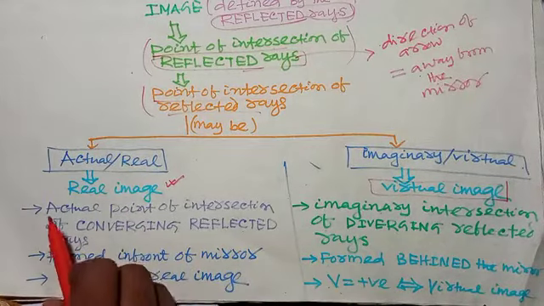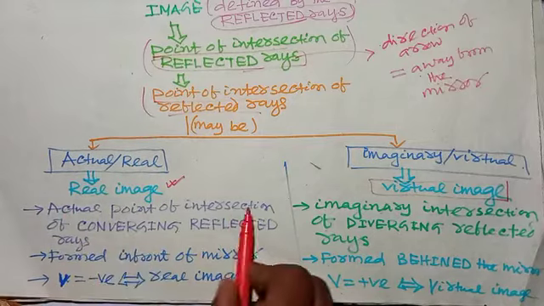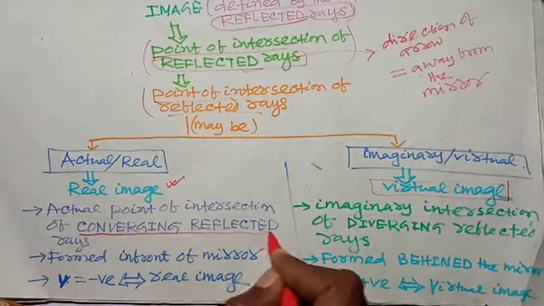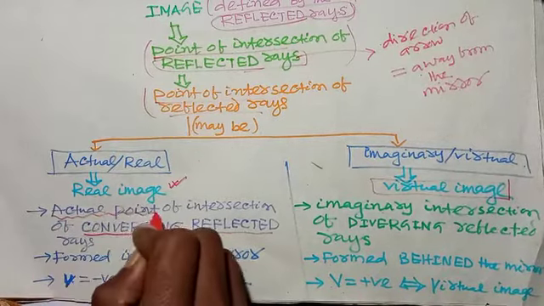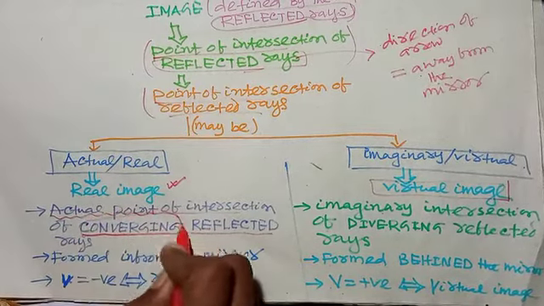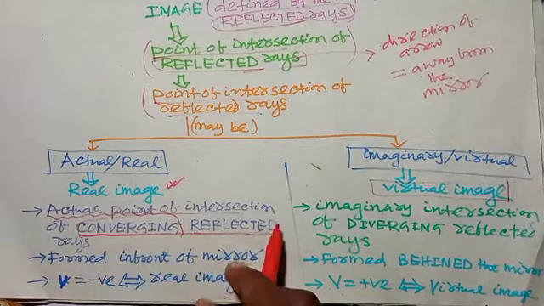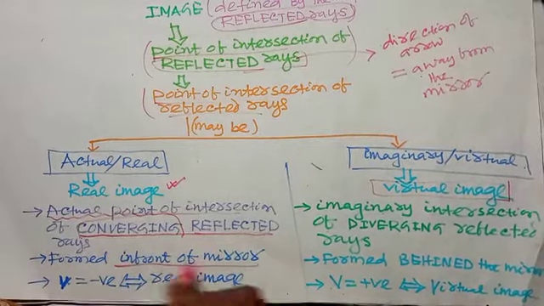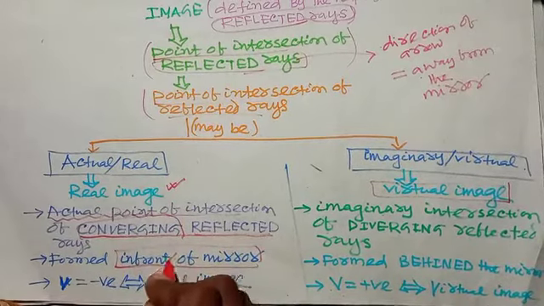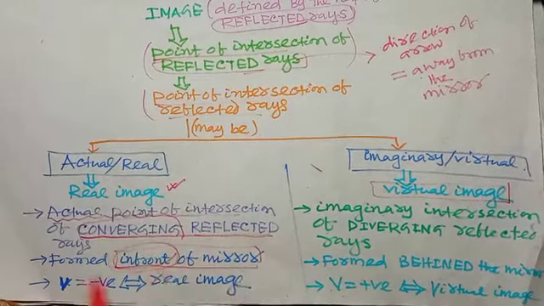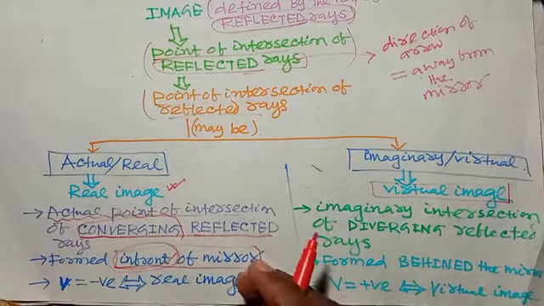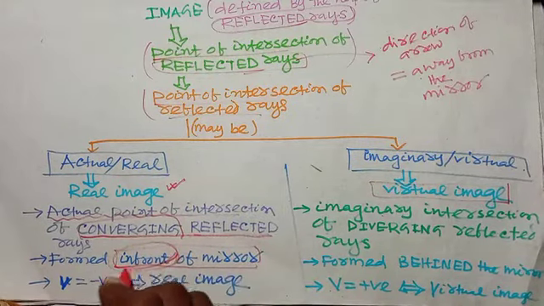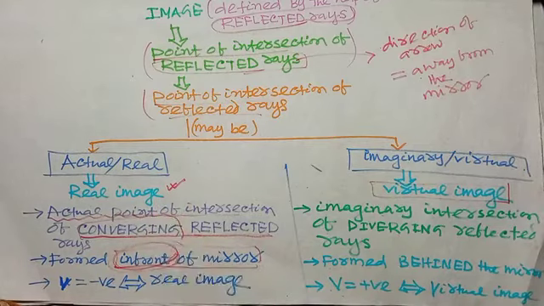Now image is basically the actual point of intersection of converging reflected rays. Okay, this is a very important point, and it is formed in front of the mirror. Whether it is a real image or real object, that is always in front of the mirror. In front of the mirror means it is real.